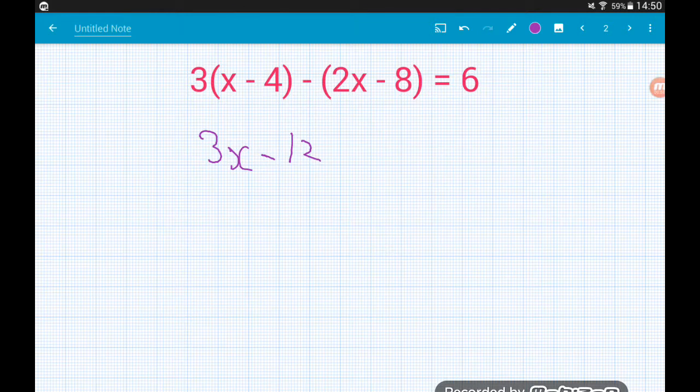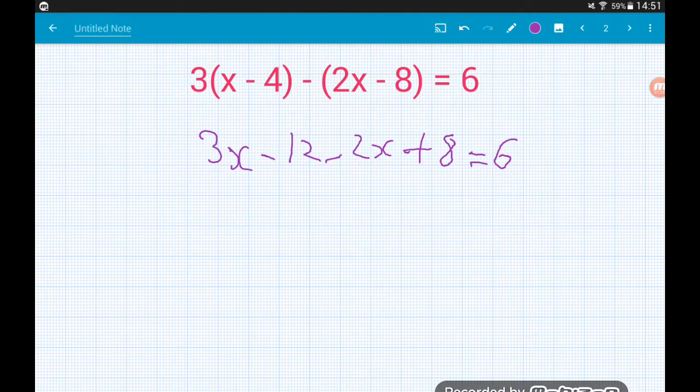So when we minus a bracket, that's like having a minus 1 on the outside, multiplying everything on the inside. So minus 1 times 2x will give us minus 2x. And then minus 1 times minus 8 will give us plus 8. And then that's all equal to 6. Okay, so we've done the expanding. Now we need to simplify what we've got going on the left hand side.